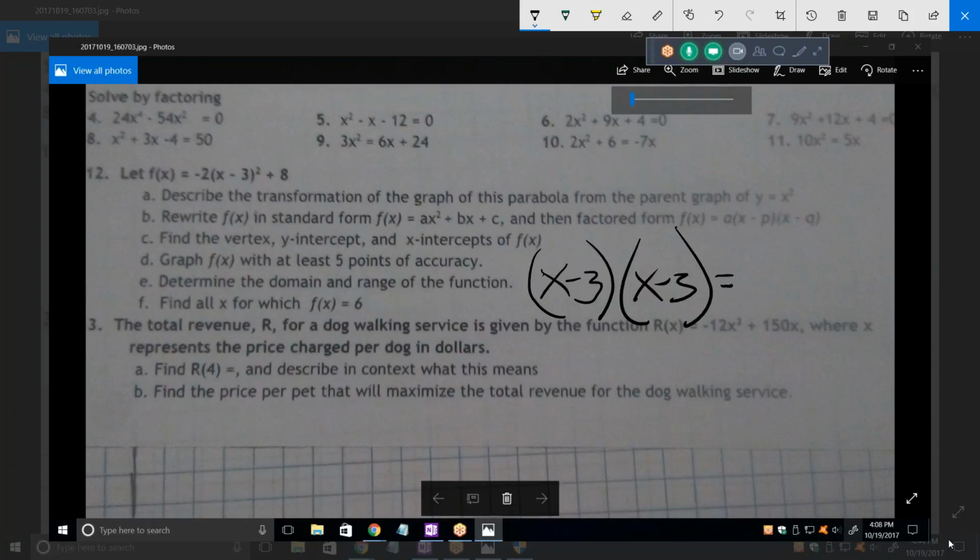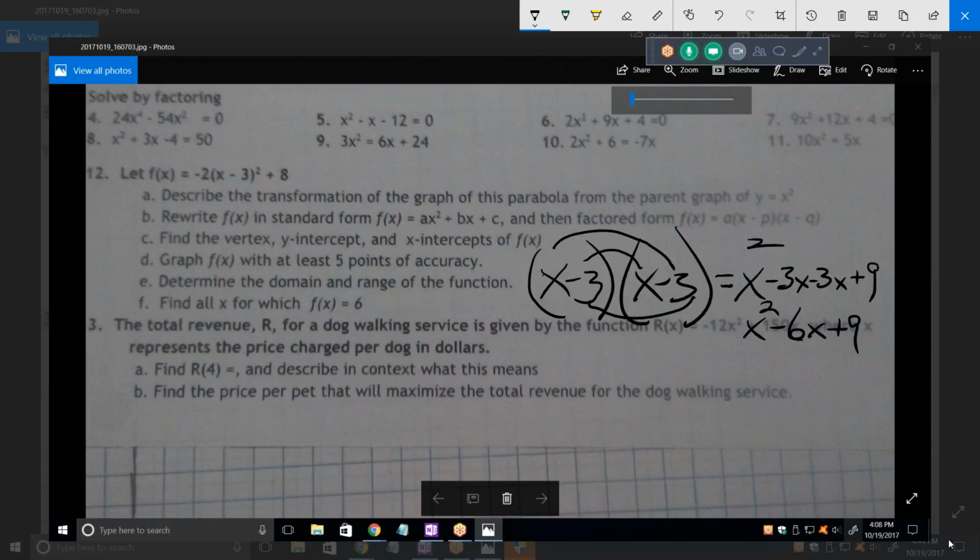X squared plus 9. x. That's next. That's minus 3x. That's next. That's minus another 3x. That times that is plus 9. So that's x squared minus 6x plus 9.